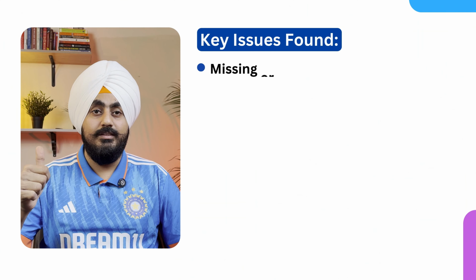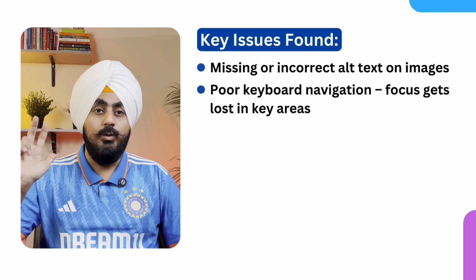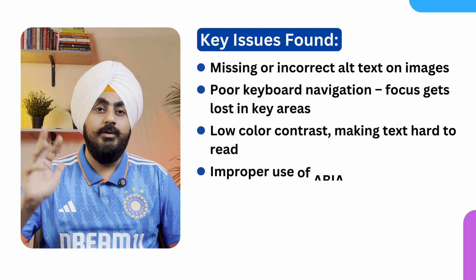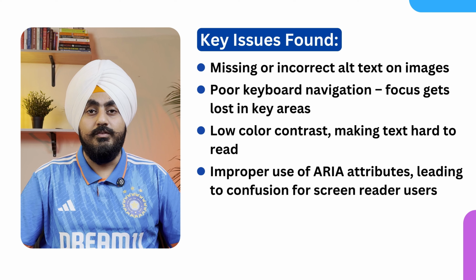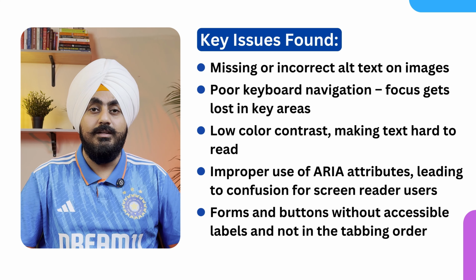As a huge cricket fan, I was hoping, rather praying, that the IPL website would hit a 6. However, after testing it with Axe, DevTools and VoiceOver, I have to say, I'm disappointed. We found these 5 major problems with this website: missing or incorrect alt text for images, poor keyboard navigation, low color contrast, and improper use of ARIA attributes leading to confusion for screen reader users. Forms and buttons are without accessible labels, and most of them are not in the tabbing order.